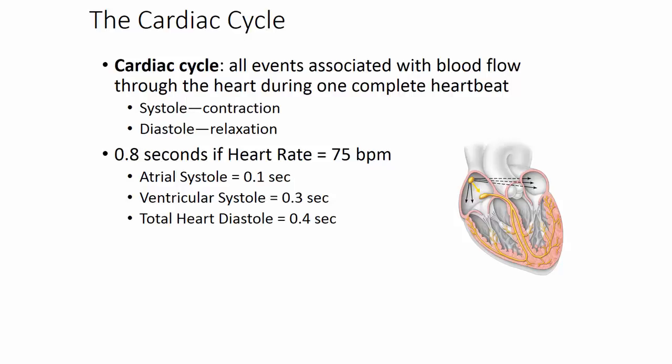The cardiac cycle is all the events associated with blood flow through the heart during one complete heartbeat, okay? When the heart beats, it contracts and then relaxes. We have special terminology that we use for contraction and relaxation when we speak about the heart. We say systole and diastole. So systole is heart contraction and diastole is heart relaxation.